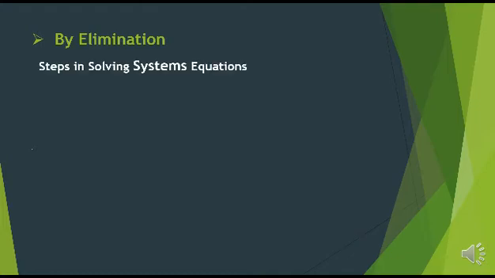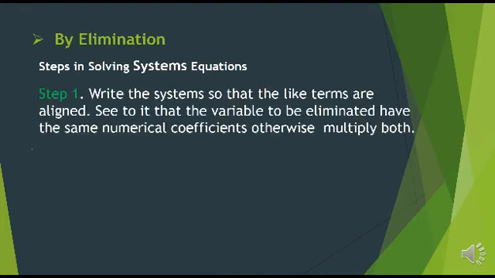Next method that we are going to use is the elimination method. Again, we're going to follow the steps in solving a system of equations using the elimination method. Step 1, write the system so that the like terms are aligned. See to it that the variable to be eliminated has the same numerical coefficients, otherwise multiply both equations. For example, equation 1: negative 2x plus y equals 2. Equation 2: negative x plus y equals negative 1.